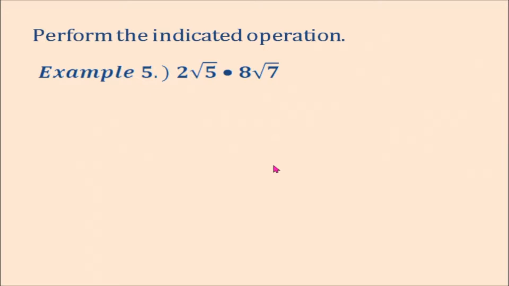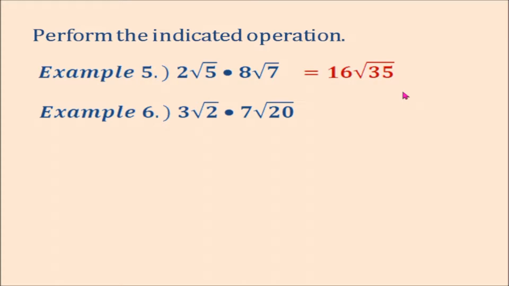Example number 5. 2 square root of 5 times 8 square root of 7. So we can multiply the radicands if they have the same indices, and we can also multiply the coefficients. So we have 2 times 8 is 16, and then 5 times 7 is 35, so we have 16 square root of 35.